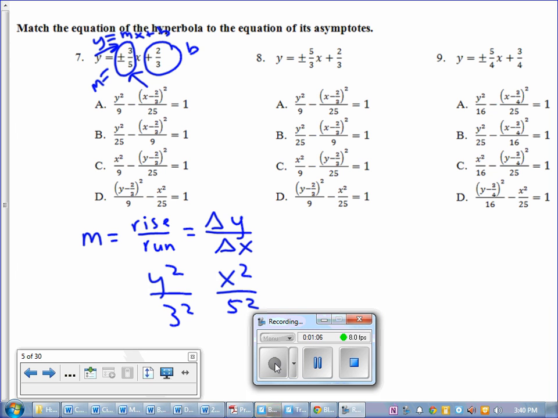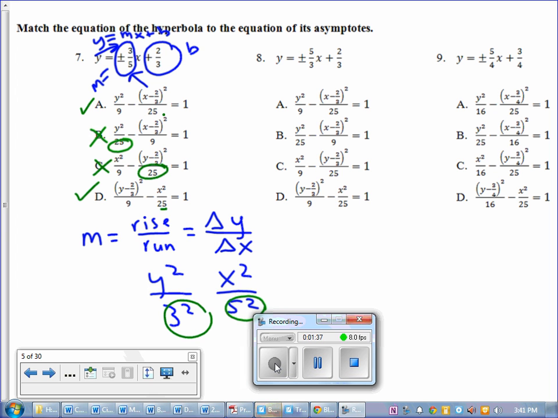So let's eliminate some choices. The denominator for the y squared term has to be 9. So I see that A works. I see that B does not work because that denominator is not 9. C does not work because that denominator is not 9. D could work because that denominator is 9. And then let's check x. The denominator for the x term should be 25. We see that A, yep, that still works. And D, yep, that still works. So we've narrowed our choices down to A or D.